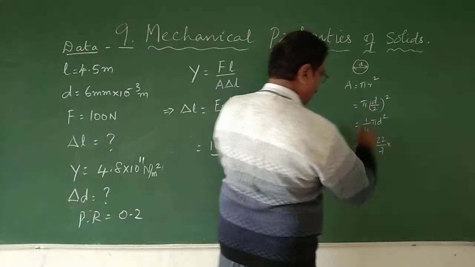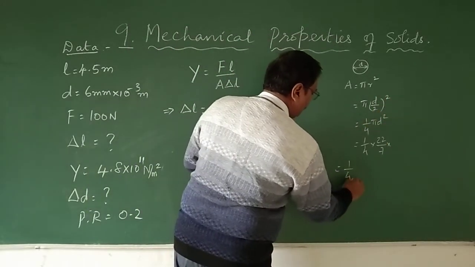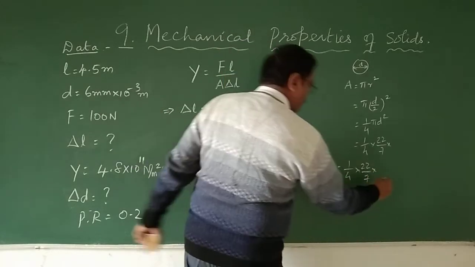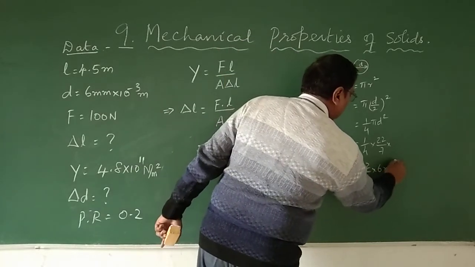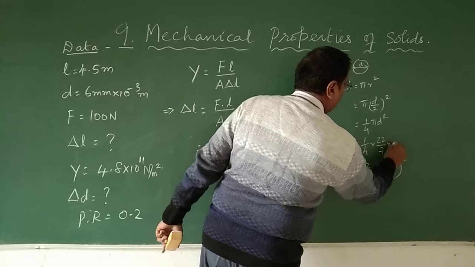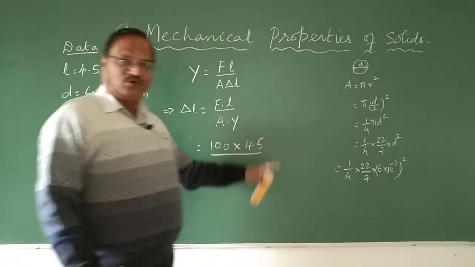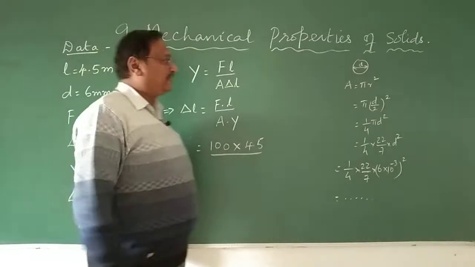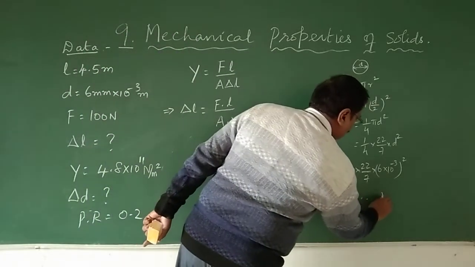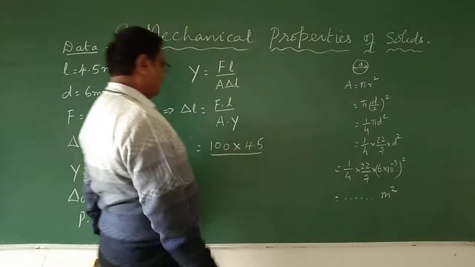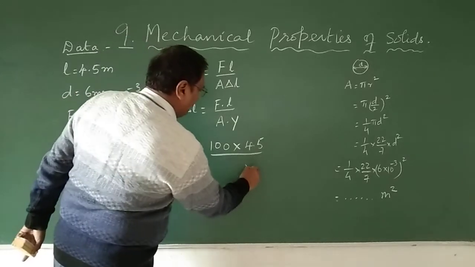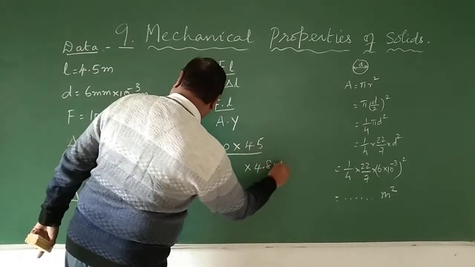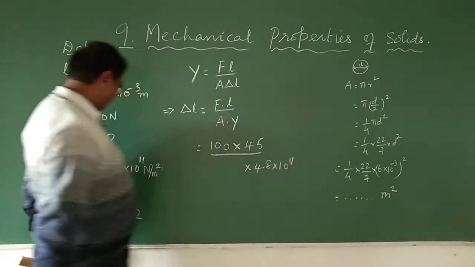I hope this part of the board is visible to you. I don't know, so let me stretch it a little this side. Into 6 into 10 power minus 3, remember, whole square. D square is there, whole square. First we should solve this, then you will get area which is going to be in meter square. Then we can substitute it here, and Y, the Young's modulus, is 4.8 into 10 power 11.